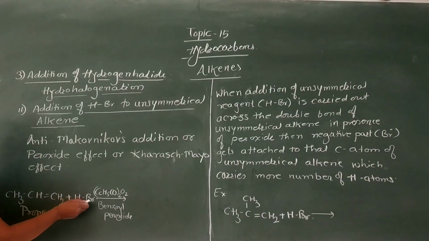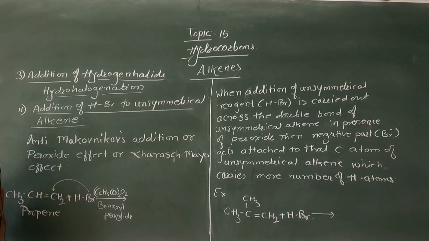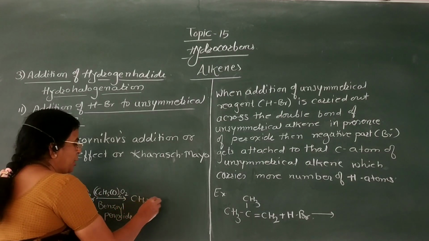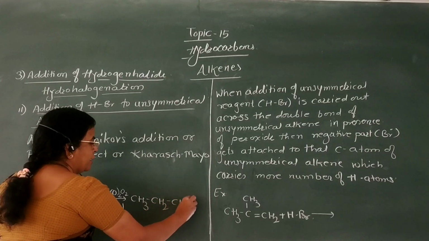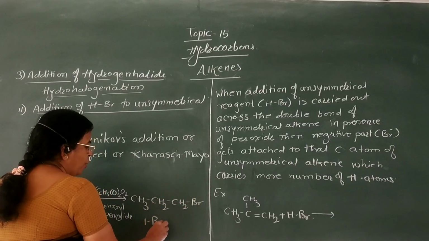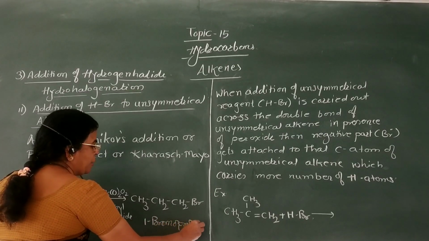Now when addition of this HBr is carried out across the double bond of this unsymmetrical alkene, then the negative part, that is Br minus, gets attached to that carbon atom of the alkene which has more number of hydrogen atoms. That is, here this CH2 group possesses 2 hydrogen atoms and this CH possesses only 1 hydrogen atom, and therefore this Br gets attached to that carbon atom which has more number of hydrogen atoms in presence of peroxide, and then this hydrogen gets attached to this carbon atom and we get here CH3, CH2, CH2, Br. That is 1-bromopropane as a major product.